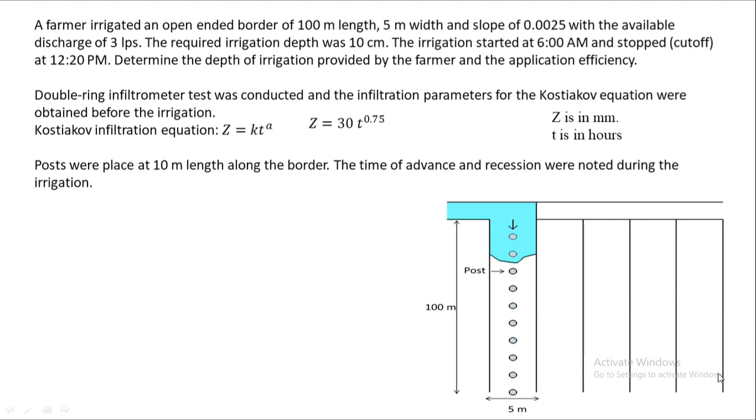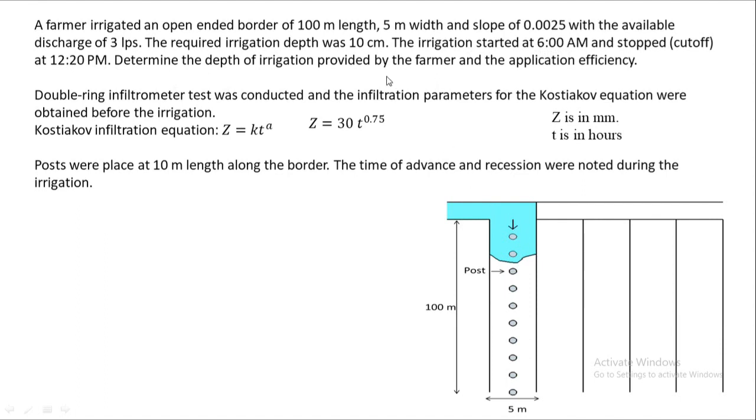So there is an open-ended border of 100 meters length, 5 meters width, and the discharge here is 3 liters per second. The required irrigation depth is 10 centimeters. When the farmer irrigated, the required irrigation depth was 10 centimeters. He started irrigating at 6 a.m. and stopped at 12:20 p.m. Now let us see whether the farmer irrigated this border efficiently or not.